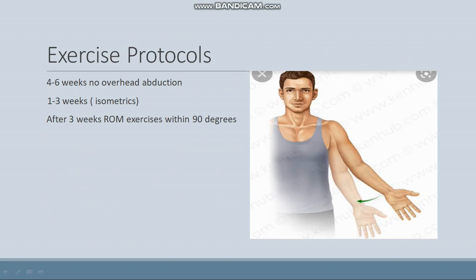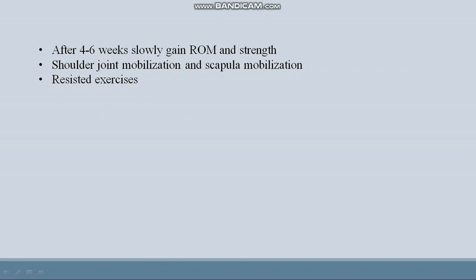Exercise protocols: 4 to 6 weeks no overhead abduction. 1 to 3 weeks isometrics. After 3 weeks, range of motion exercises within 90 degrees. After 4 to 6 weeks, slowly gain range of motion and strength, shoulder joint mobilization and scapula mobilization, resisted exercises.